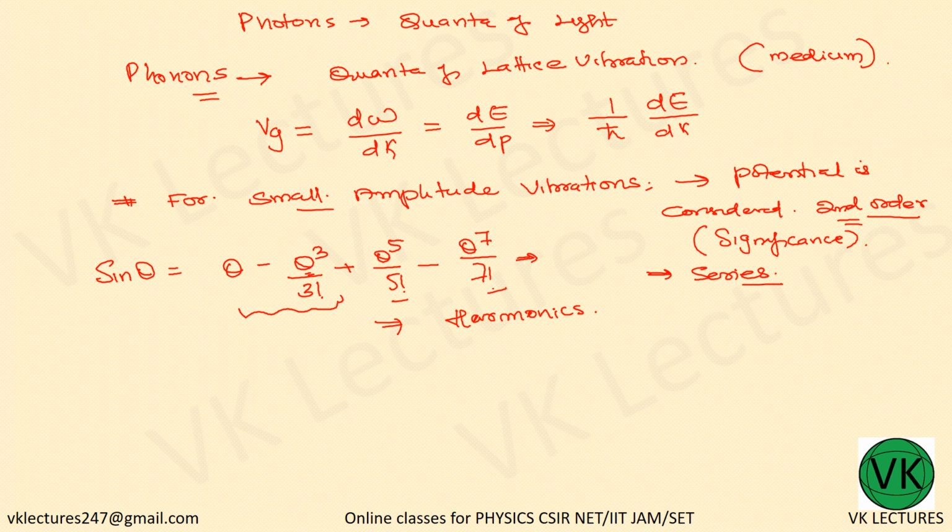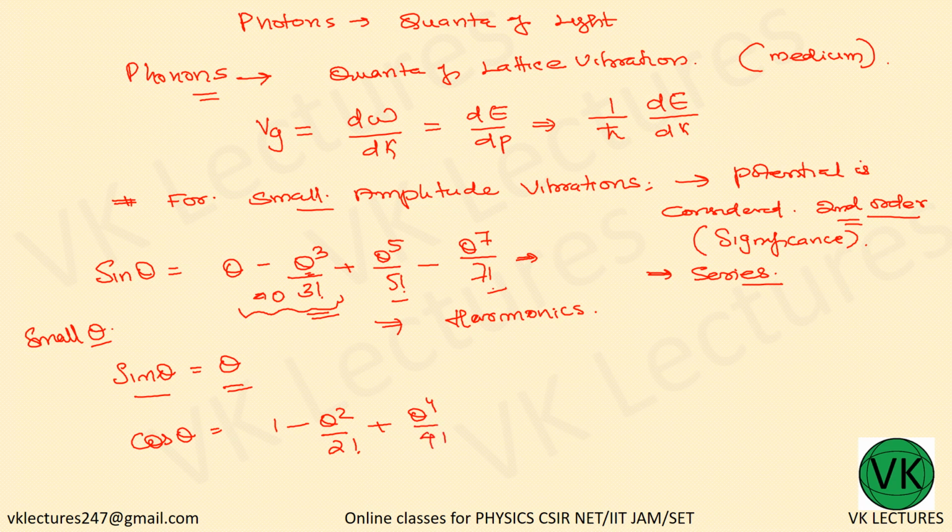So I can write sin theta as theta, because here the second term is missing, it is 0. You need not go after this theta cube by 3 factorial. So for small angle theta, sin theta can be written as theta, and for cos theta, the formula is 1 minus theta square by 2 factorial plus theta to the power 4 by 4 factorial minus theta to the power 6 by 6 factorial, etc.